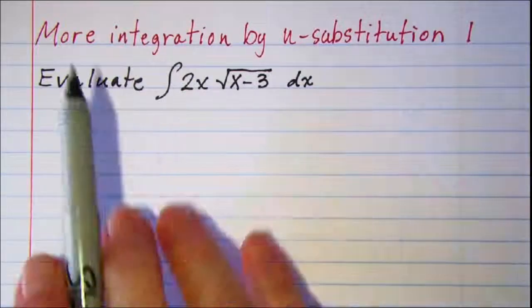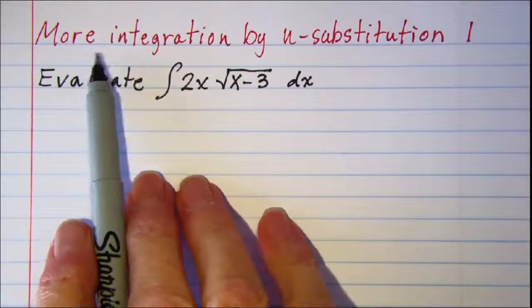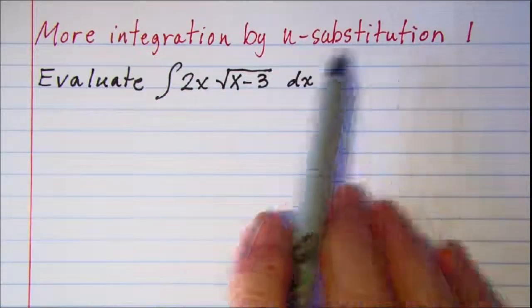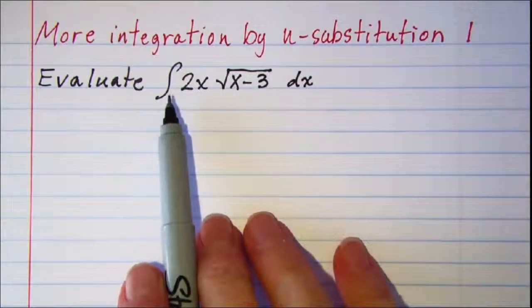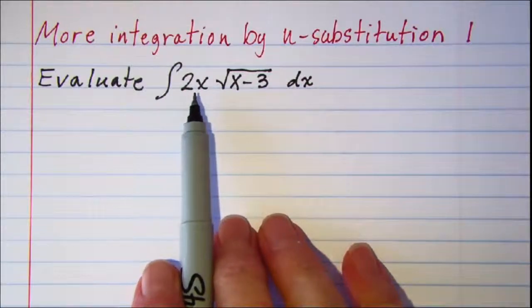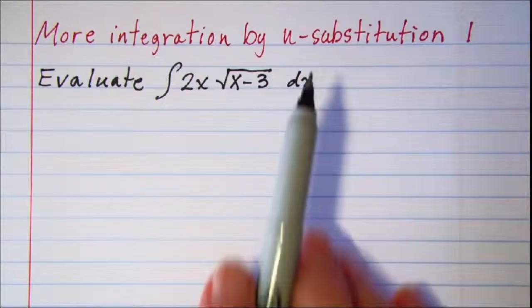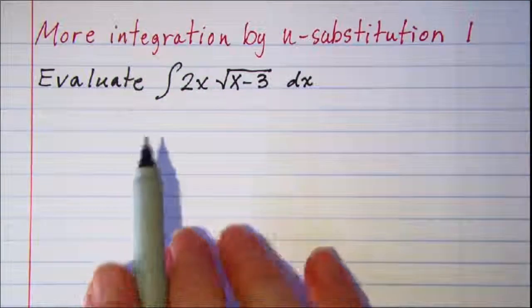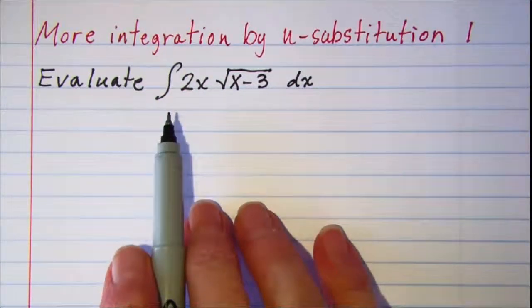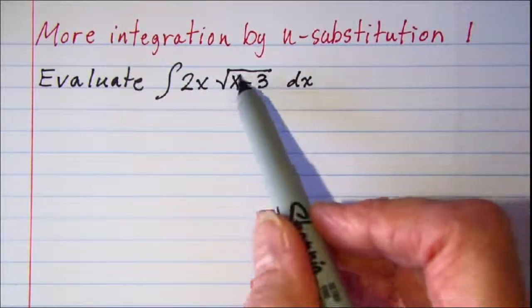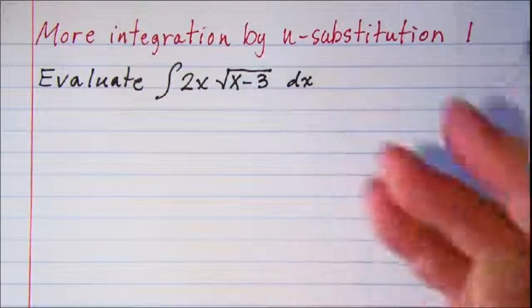In this video, we'll be doing another example of integration by u-substitution. Our problem is to evaluate the integral 2x times the square root of x minus 3 dx. Now we know that we need to choose an expression for u-substitution, so I'm going to let u equal x minus 3.